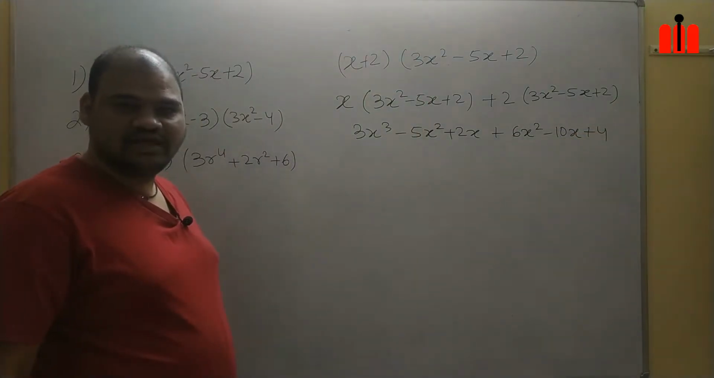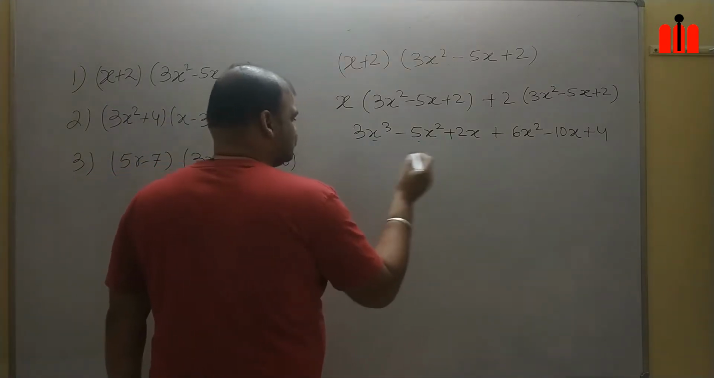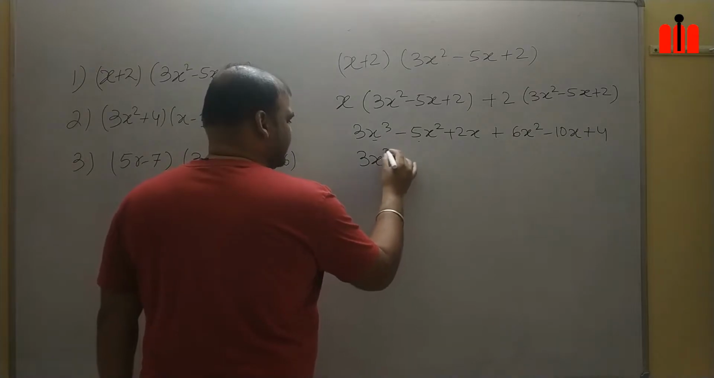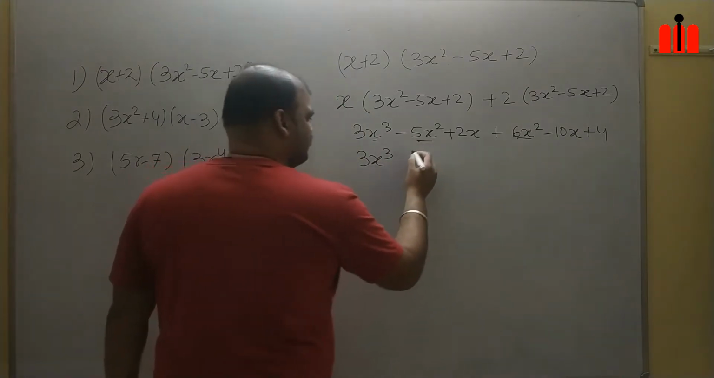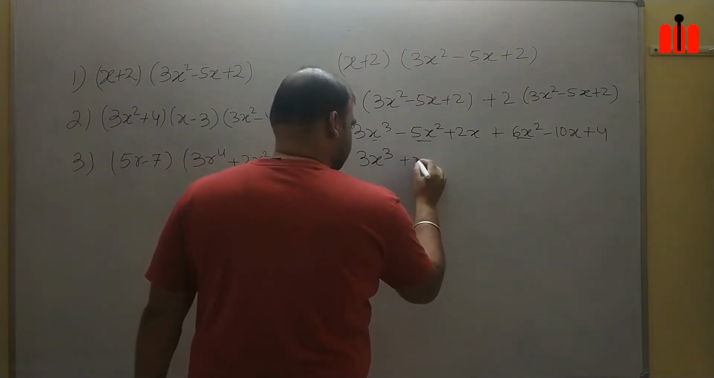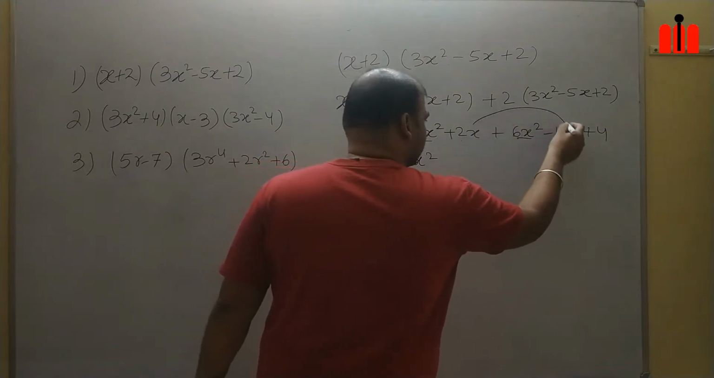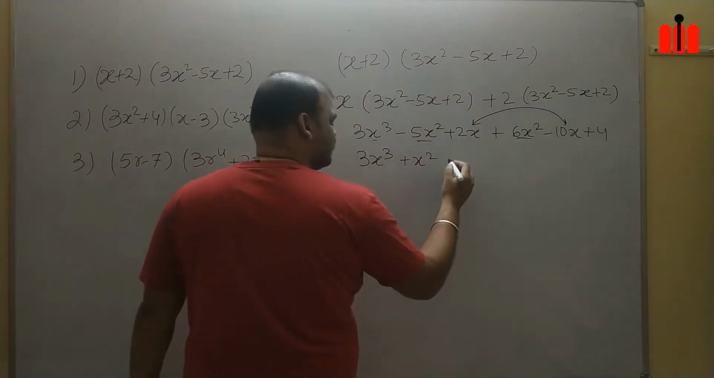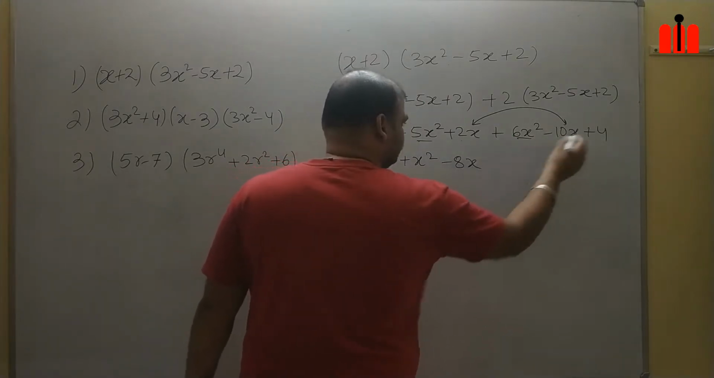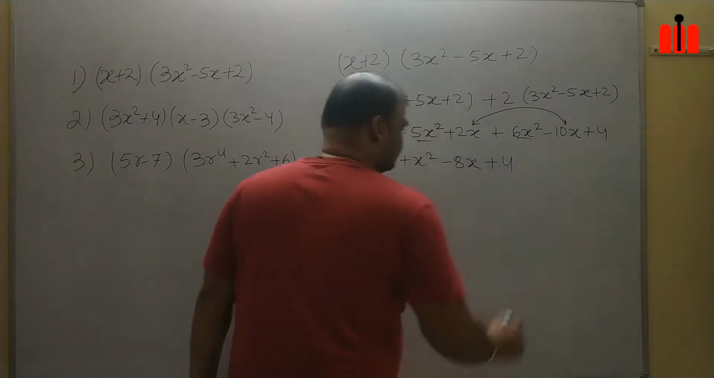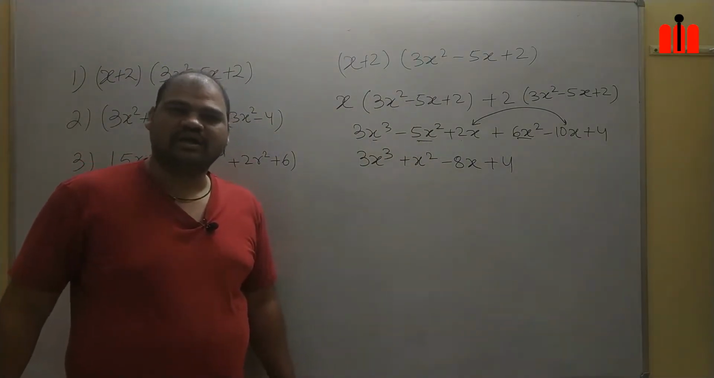Now we have to find the like terms in this. The x cube has no other like term, so it will be 3x cube. After that, minus 5x square and 6x square, so it will be minus 5 plus 6, plus x square. After that, 2x and minus 10x are like terms, so minus 8x. And only one constant term is there, that is plus 4. Are you getting it?